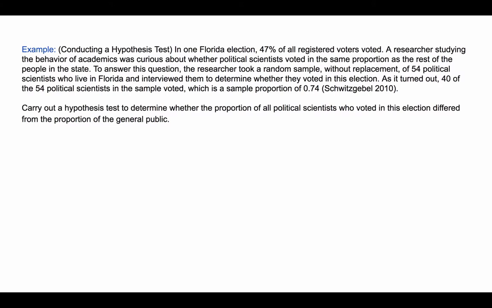In one Florida election, 40% of all registered voters voted. A researcher studying the behavior of academics was curious about whether political scientists voted in the same proportion as the rest of the people in the state. To answer this question, the researcher took a random sample without replacement of 54 political scientists who live in Florida and interviewed them to determine whether they voted in this election. As it turned out, 40 of the 54 political scientists in the sample voted. This gives us a sample proportion of 0.74, or 74% of the political scientists voted.